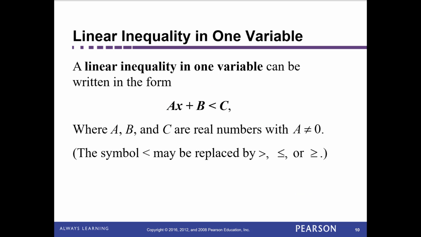A linear inequality in one variable can be written in this particular form, where a, b, and c are real numbers. Don't go around using numbers that are not real. And in this general form, you can replace that with any of the other potential inequalities. So it could be ax plus b is greater than or equal to c.